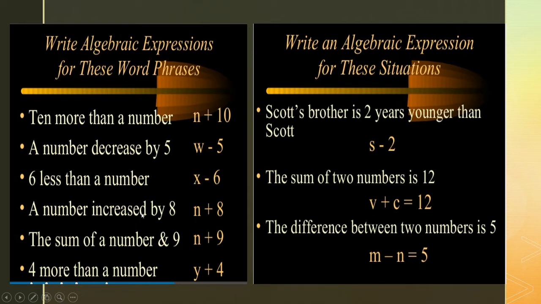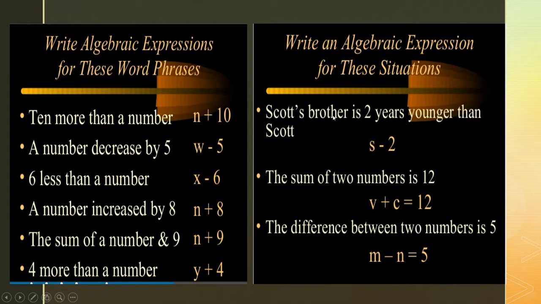A number increased by 8. Let the number be some n, and this n is increased by 8. So, a number increased by 8. The sum of a number and 9. Let the number be n, sum. So we use the sign plus 9. Sum of a number and 9. 4 more than a number. Let the number be y, and 4 is more than. So we use the sign plus 4, more than a number.